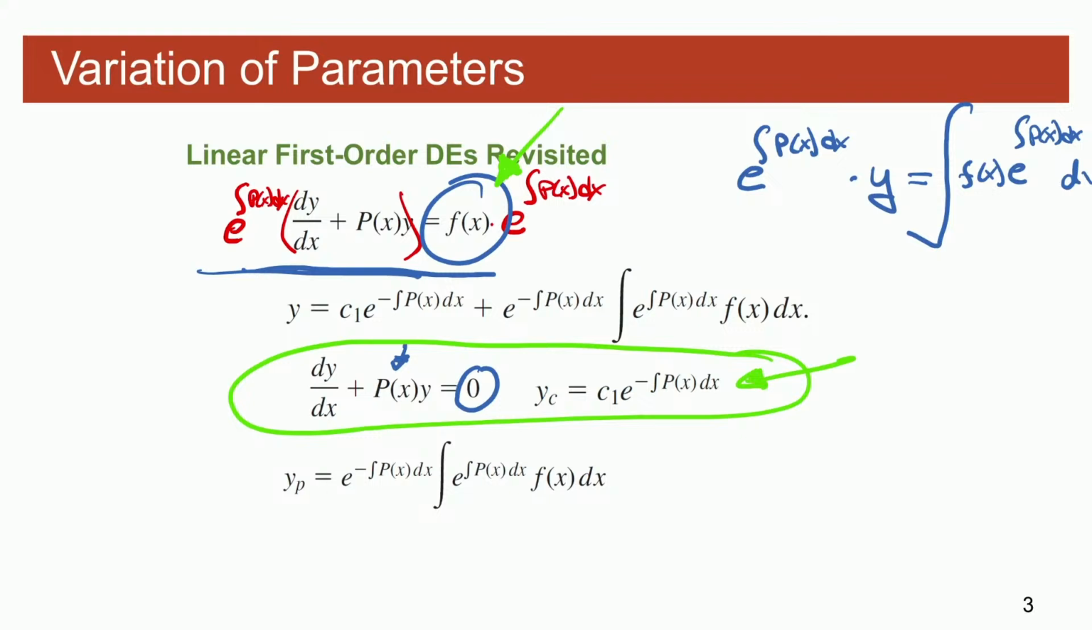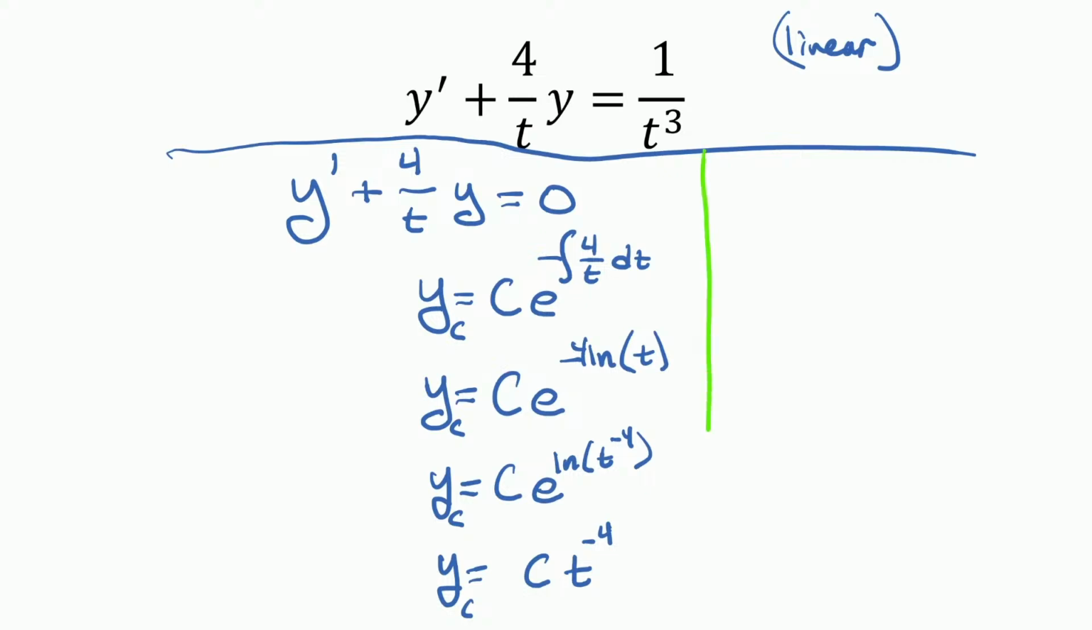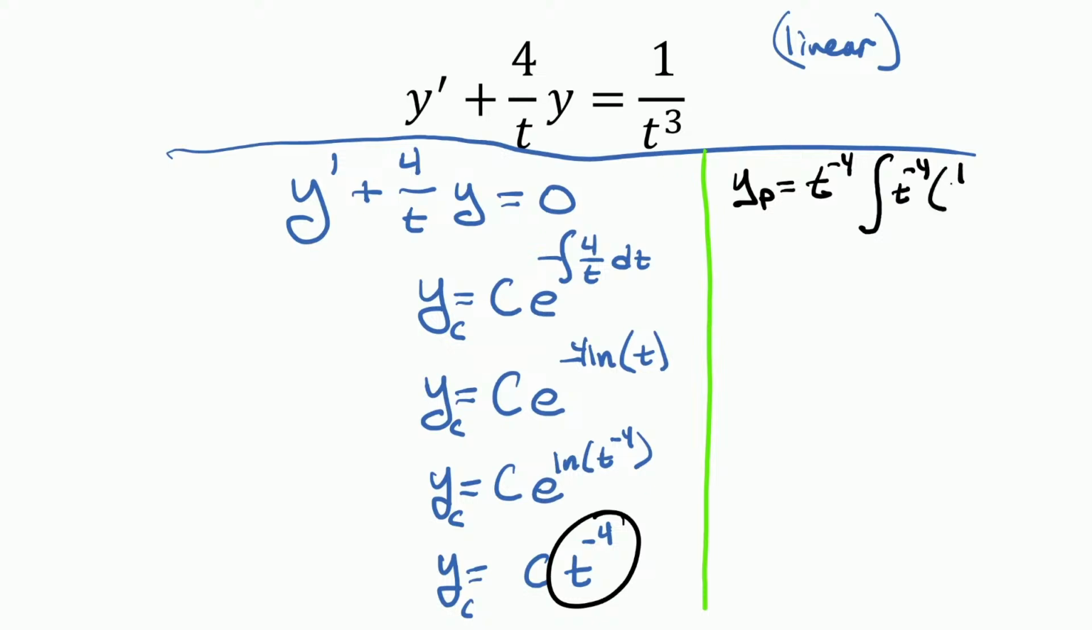Then your second step is to recognize that once you have that, it's the same as this, and then we have to do a little bit of work here, which is going to be annoying, but we can do this. So let's do the little bit of work over here. I'm going to draw a line, and then in black, I'll come up with the particular solution. The particular solution is going to be this thing, t to the negative 4, times the integral of t to the negative 4 times 1 over t cubed dt.